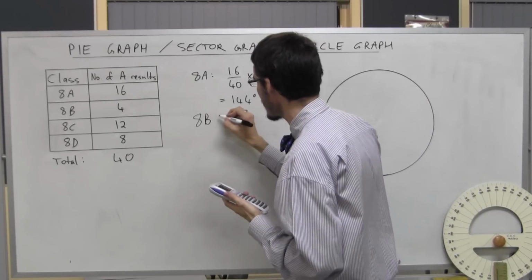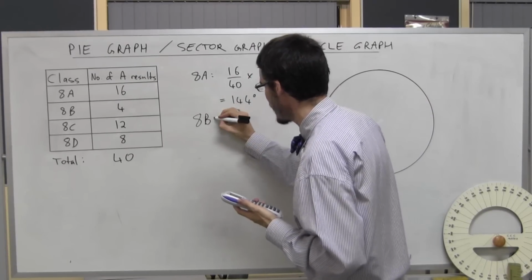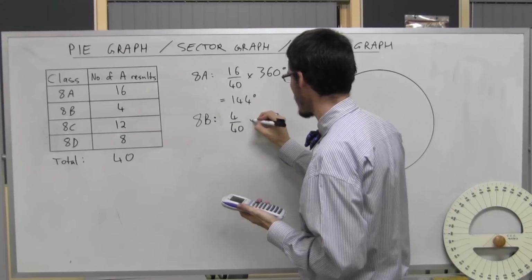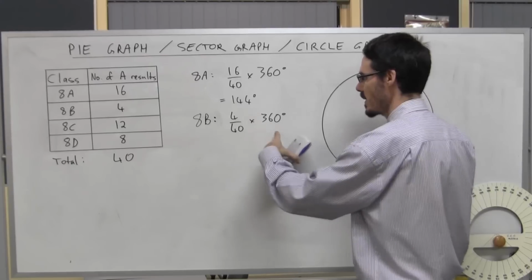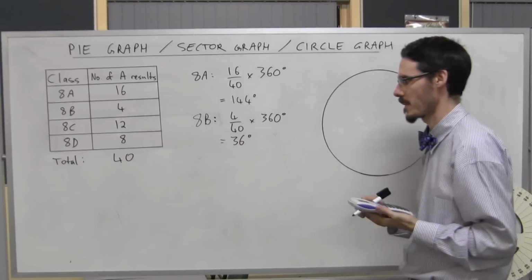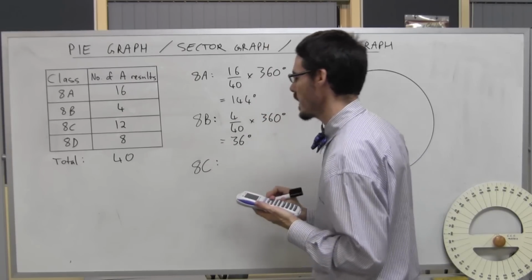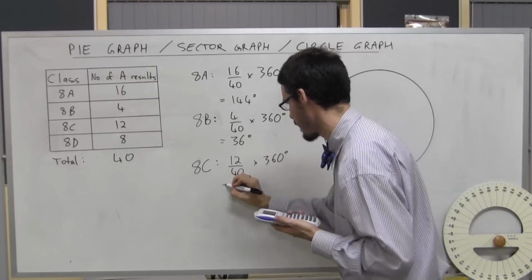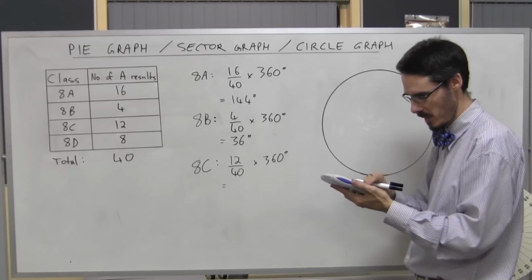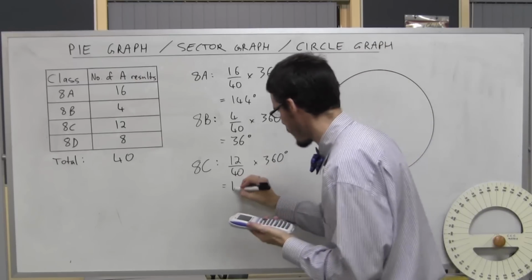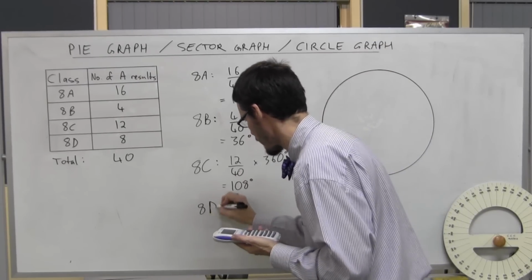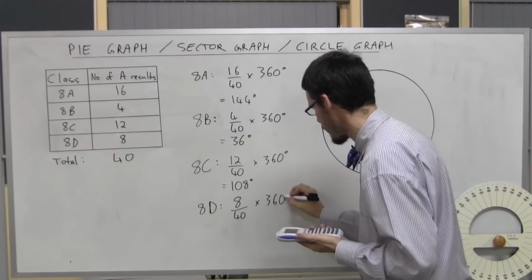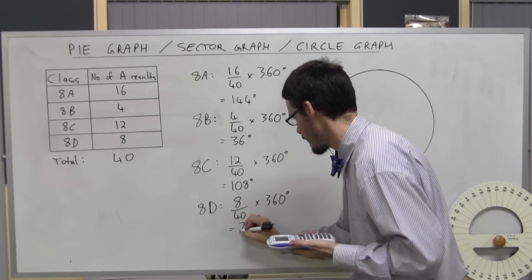And the sector for 8B is going to be 4 out of 40 times 360. I can do that one in my head, that's 1/10, so that's 36 degrees. And the sector for 8C is going to be 12 out of 40 times 360 degrees. It's just a proportion of the whole circle times 360, 108 degrees. And the sector for 8D is going to be 8 out of 40 times 360 degrees, which is going to be double the size of that one, 72 degrees.